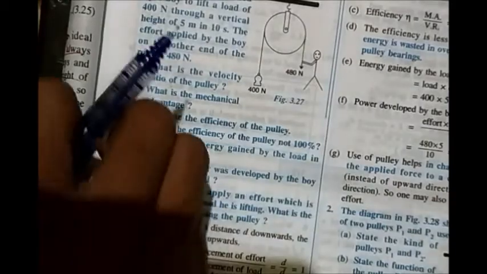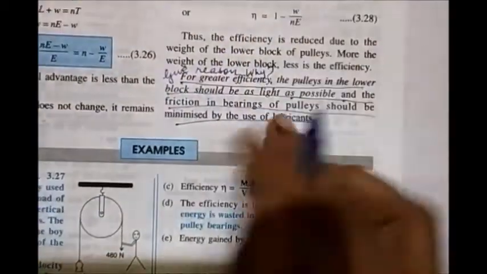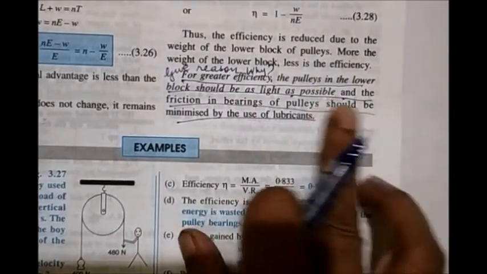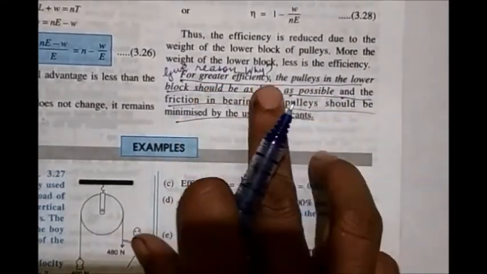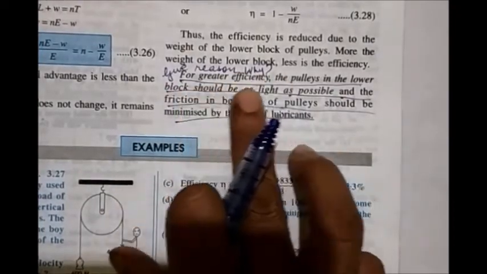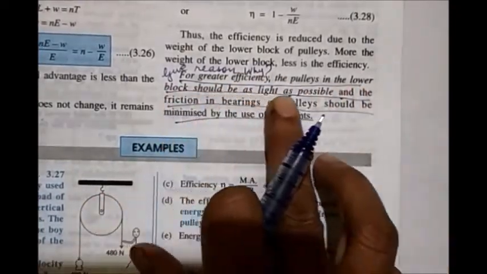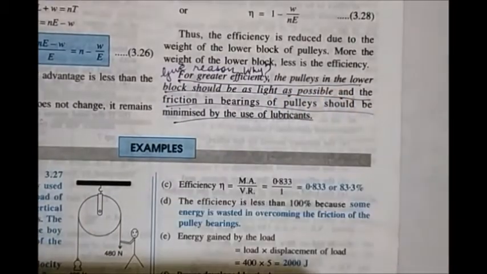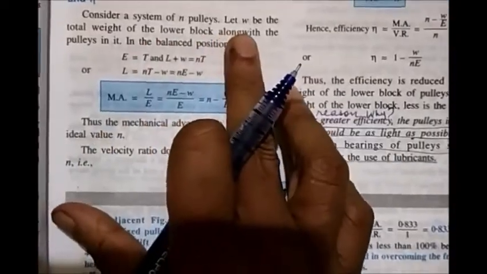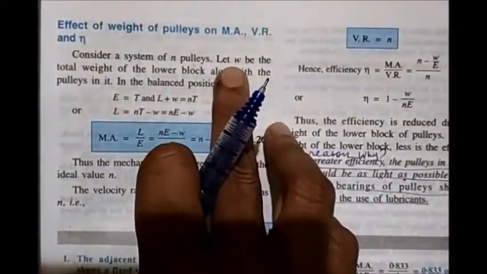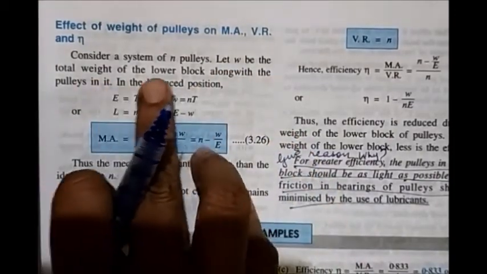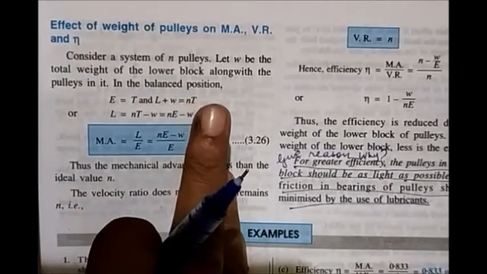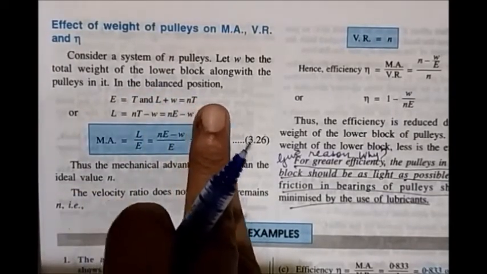So the question that comes is: for greater efficiency, pulleys in the lower block should be as light as possible, and friction in the bearings should be low. Mainly they ask this as a reasoning question. Give reason why for a greater efficiency pulleys in the lower block should be as light as possible. So the answer, the first thing you should write: in the case of the block and tackle system, the lower block pulleys also have to be lifted along with the load.